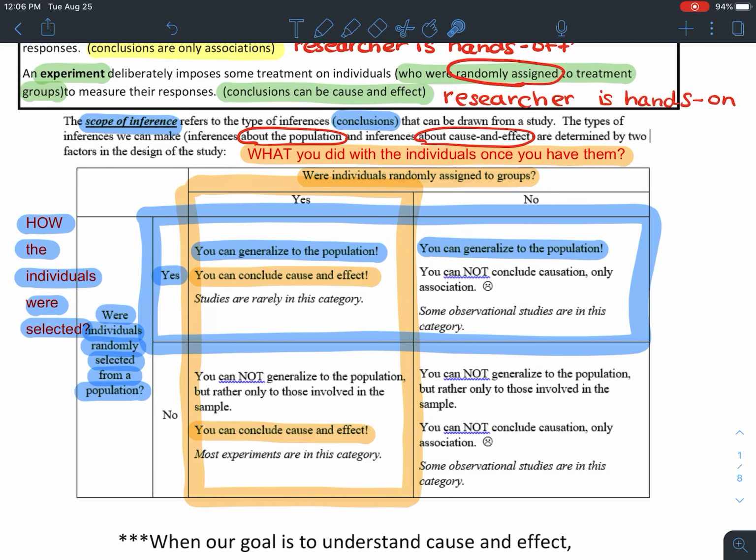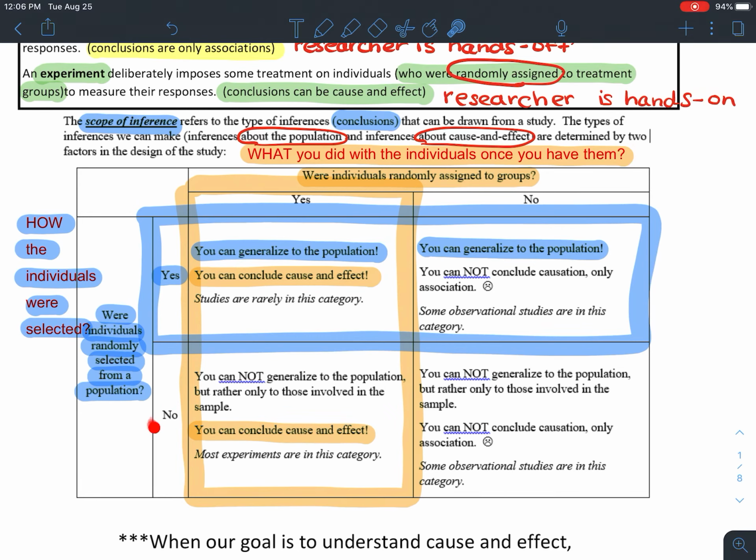A lot of times it's pretty unusual to randomly choose the individuals and to also do an experiment where you're randomly assigning treatments. There are not very many studies that fall into this category. Usually, if you randomly selected the individuals, then it typically is an observational study, because usually the people who participate in an experiment where treatments are randomly assigned, usually those people are volunteers.